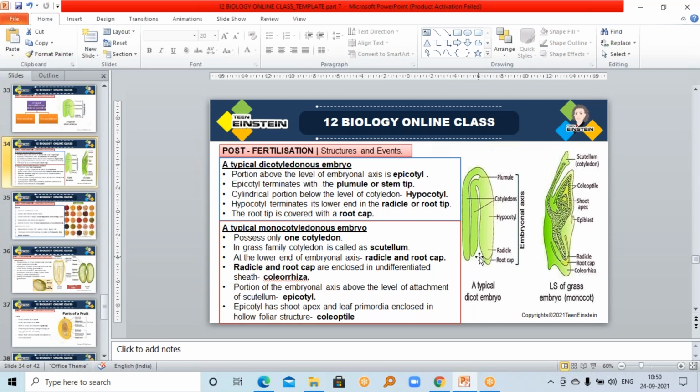Then in a typical monocotyledonous embryo, monocot means having only one cotyledon. Mono means one. Dicot means having two cotyledons. The grass family belongs to the monocotyledons, and the cotyledon in the grass family is called the scutellum. Note down, important MCQ. All these terms are very important. You may get many questions from this. Okay.